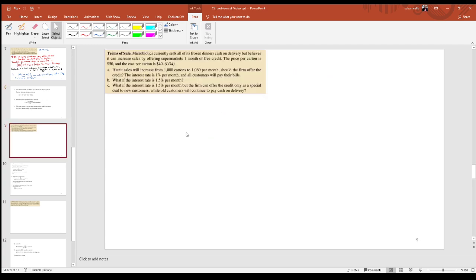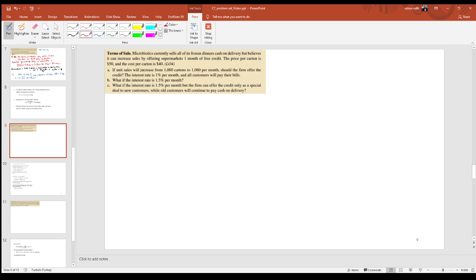So another one, terms of sales. Microbiotics currently sells all of its frozen dinners cash on delivery, but believes it can increase sales by offering supermarkets 1 month of free credit. The price per carton is $50 and the cost per carton is $40.